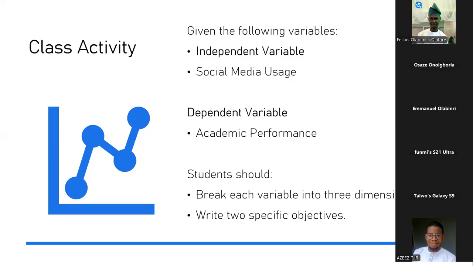So class, Mrs. Ojerinde has helped us break down the social media usage. Now my question is, what is the next step? Mrs. Osas, what is the next step? Okay, after breaking it down, then we'll go to the specific variable. Hold on, sorry. Okay, it's to develop the specific objectives. I don't know if I'm right. Yeah, just say it.